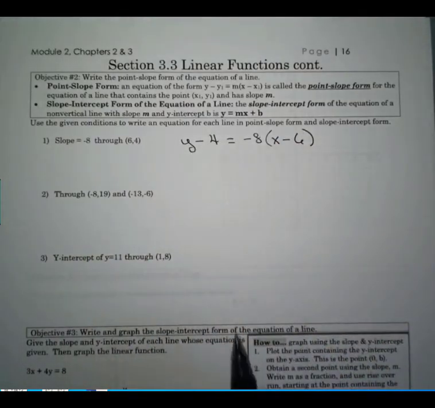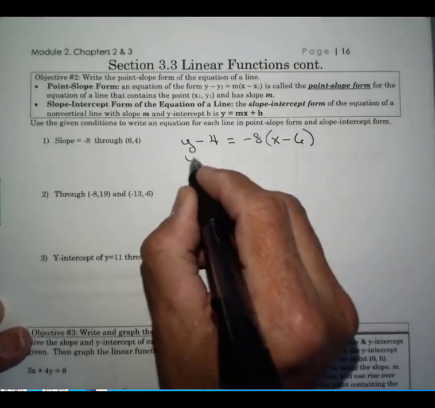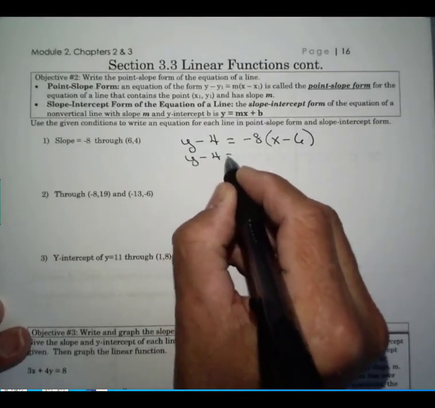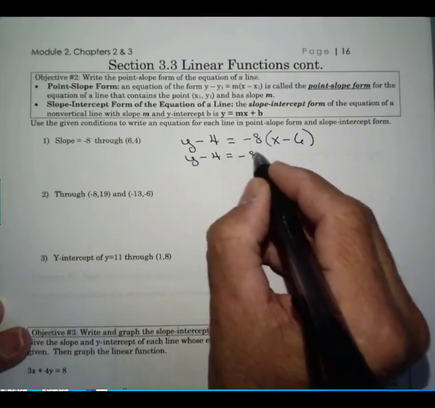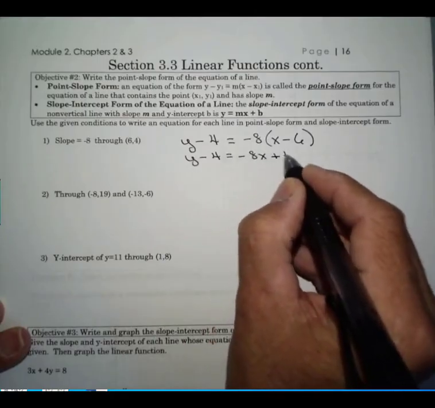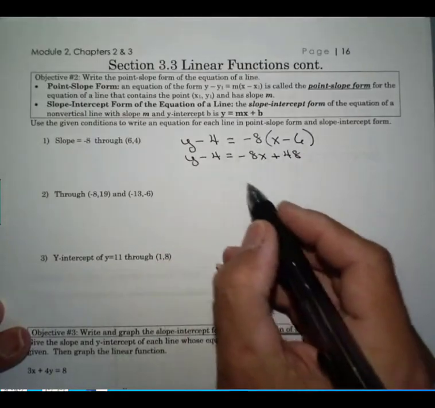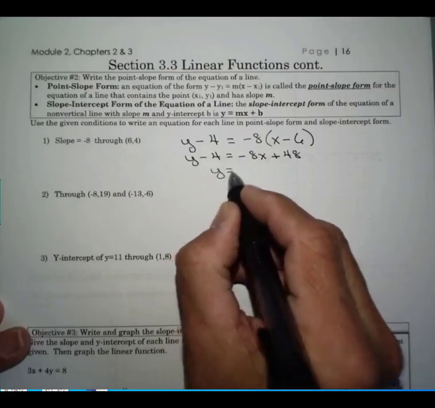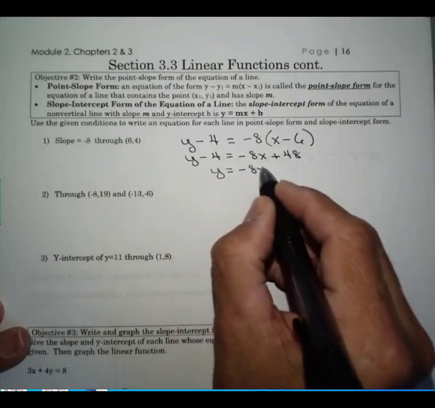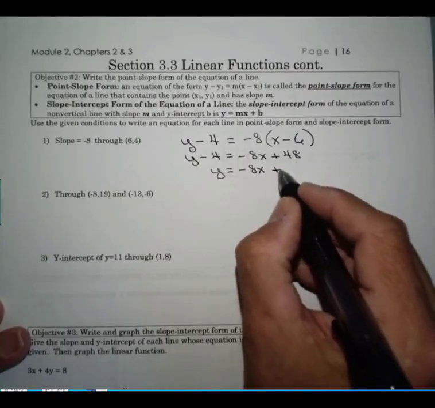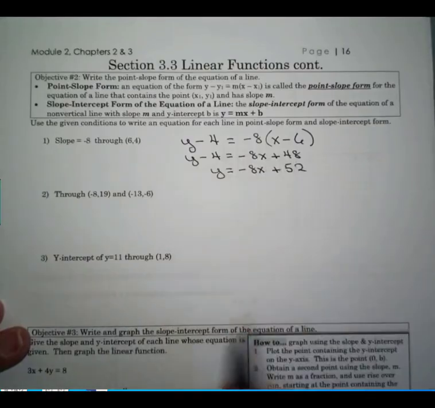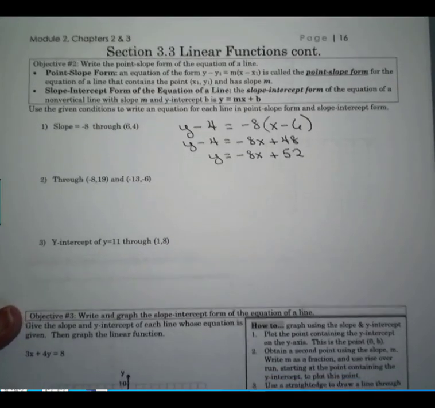So if I do the math and solve for y, I'll have the actual slope-intercept form of my equation. I'll say y minus 4 is equal to, distribute this, and I have -8x plus 48, and then I just have to add 4 to both sides, and that gives me y equals -8x, and this is 48 plus 4, which is 52. And that's my actual slope-intercept form of the equation.